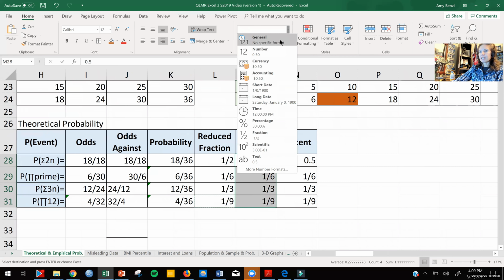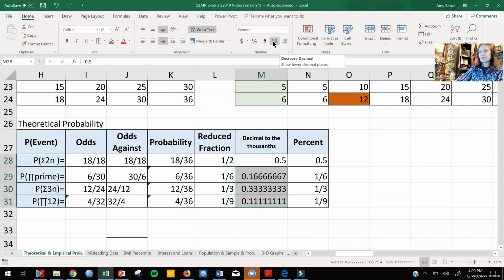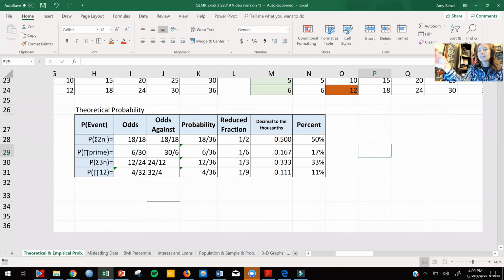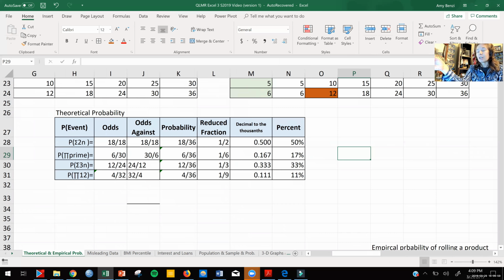Going up here to the top and hitting General. And then my decimal values, I'm going to take them to the thousandths place. That's what the instructions said. And now for this last piece, I am going to report it as a percentage. All right, so that's pretty cool. If you take a multiple of 2, all the even numbers, you have a 50% probability of getting an even number. And I thought it was interesting that to get a multiple of 3, you have a 1/3, a 33% chance.